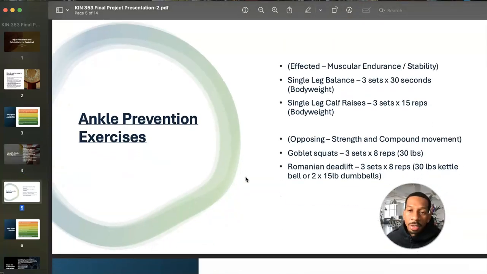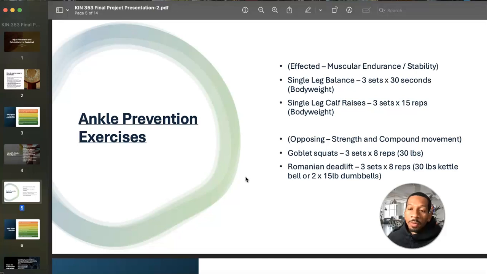Our ankle prevention exercises. For our affected area, we'll focus on muscular endurance and stability. So we'll go with single leg balance, 3 sets for 30 seconds. Then we'll transition into single leg calf raises, 3 sets for 15 reps, and we'll do those for both calves, both feet.